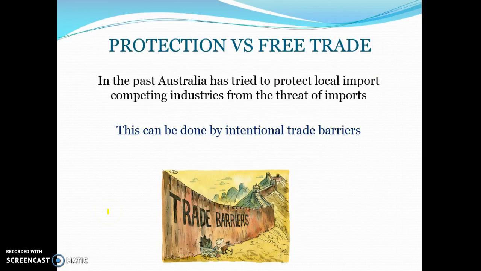The other part of this topic is looking at protection versus free trade. In the past, Australia has tried to protect our local imports via things like tariffs and quotas. In recent times, we've started to reduce our level of protection.